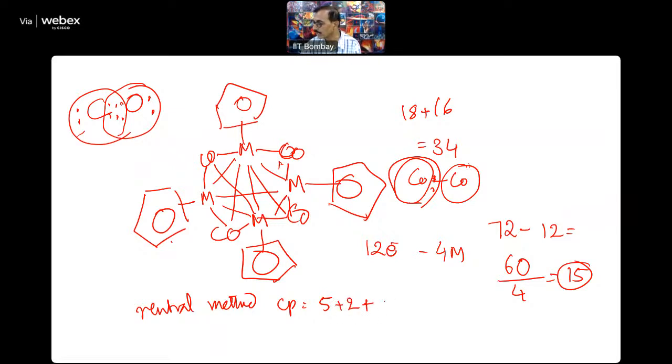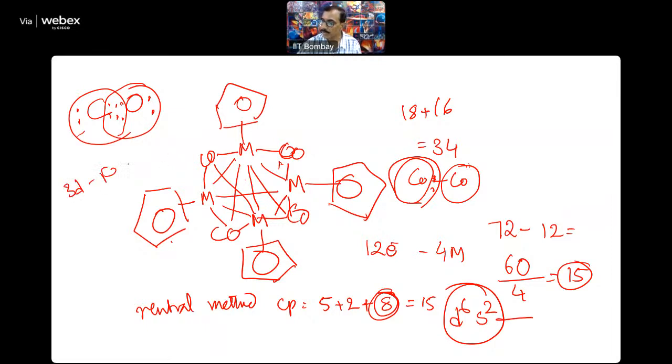Now the shortage is 8. Okay, it becomes 15. So that means basically the metal should have a valence electronic configuration of 8. If you still have doubt, you should consider the first 2 electrons. Then how many electrons are left? 6. Then you can put 6. If I say specifically this is a 3d metal, then this is iron. If it is a 4d metal, then it is ruthenium. If it is a 5d metal, this is osmium. So this is how you can solve it.